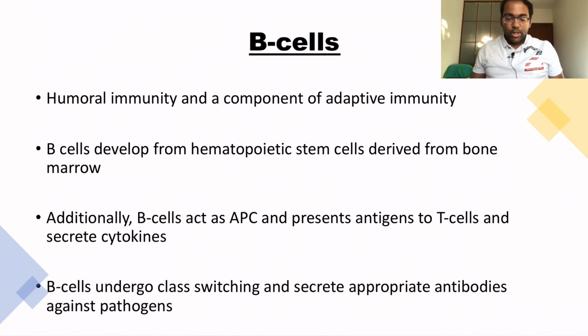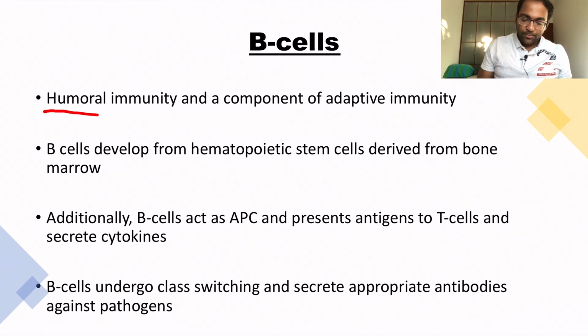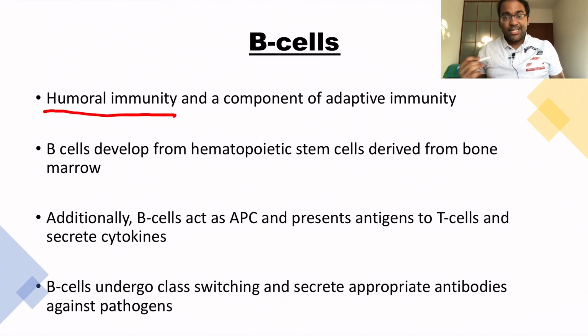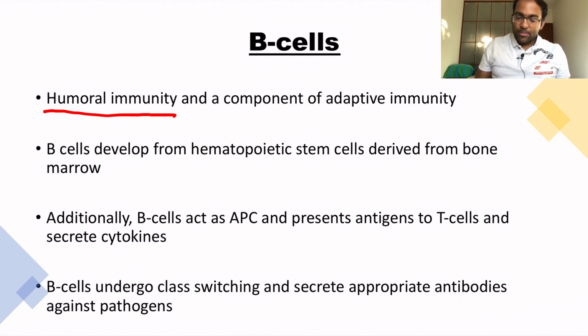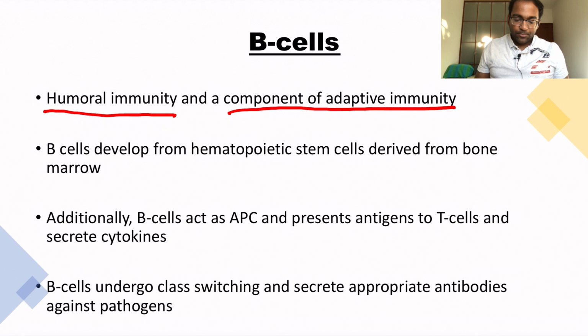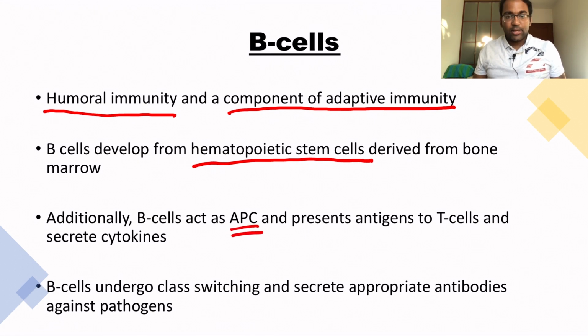Let's talk about B cells. Now B cells belong to humoral immunity, very important to know, whereas T cells belong to cell mediated immunity. Both of them are a component of adaptive immunity. B cells develop from hematopoietic stem cells derived from bone marrow. Additionally, B cells act as antigen presenting cells, and they will present the antigen to a T cell, and that would lead to secretion of cytokines. B cells also undergo class switching and secrete appropriate antibodies against pathogens.